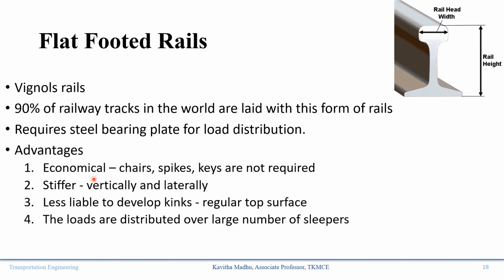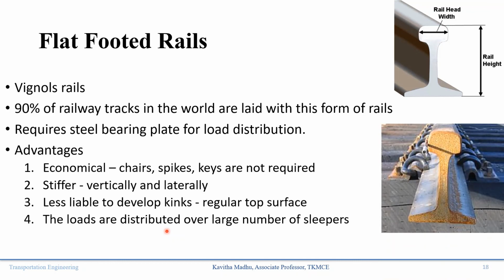At the same time, because of its particular cross section, the center of gravity is situated close to the mid-height of the rail, so that the maximum tensile and compressive stresses are equal. Then it is less liable to develop kinks and it always provides a regular top surface. Then the loads are distributed over a large number of sleepers. These are the advantages of flat-footed rails compared to other rails. This is a typical cross section which shows how the rail is connected to the sleeper.